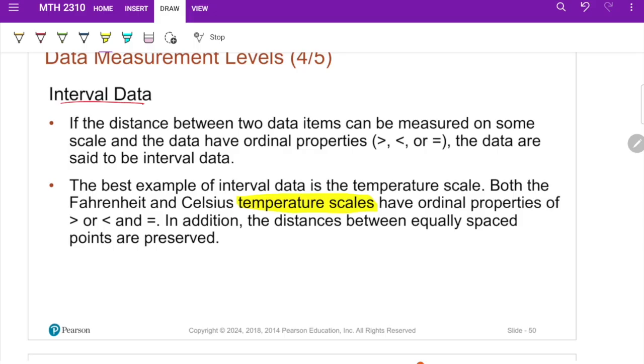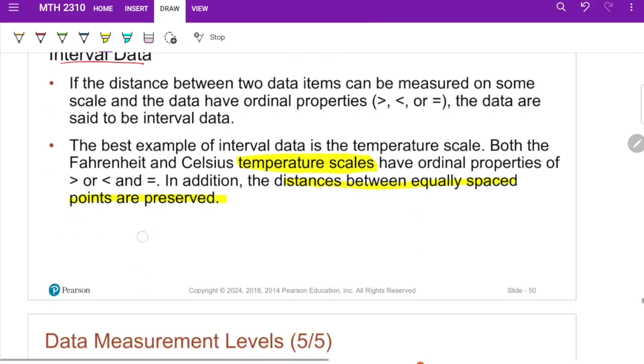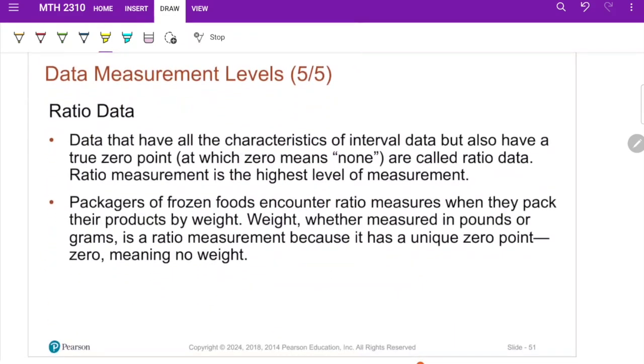Why? Because when I tell you 40 Fahrenheit and 45 Fahrenheit, we know that 45 is higher than 40, and the distance between 45 and 40 is 5. So we just subtract them, we get 5, and this makes sense. And the distances are equally spaced. The last one is the ratio, which is almost similar to the interval. The only difference is that the 0 point is the true 0 point in the ratio.